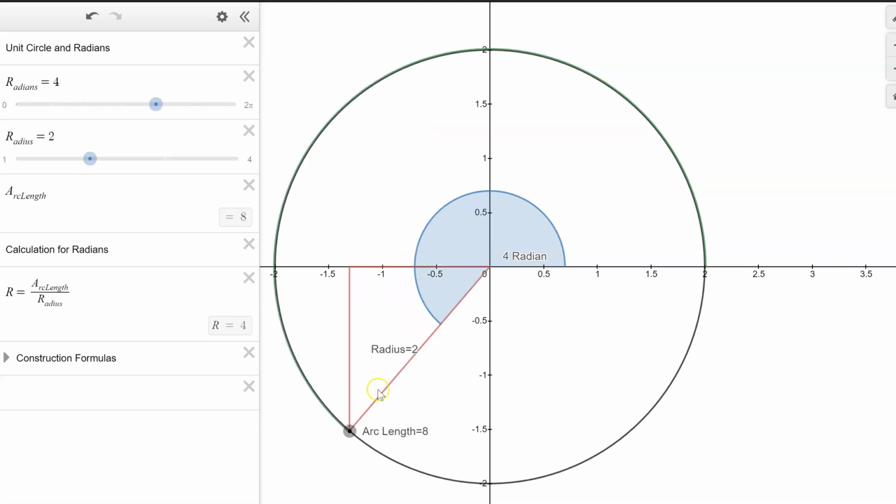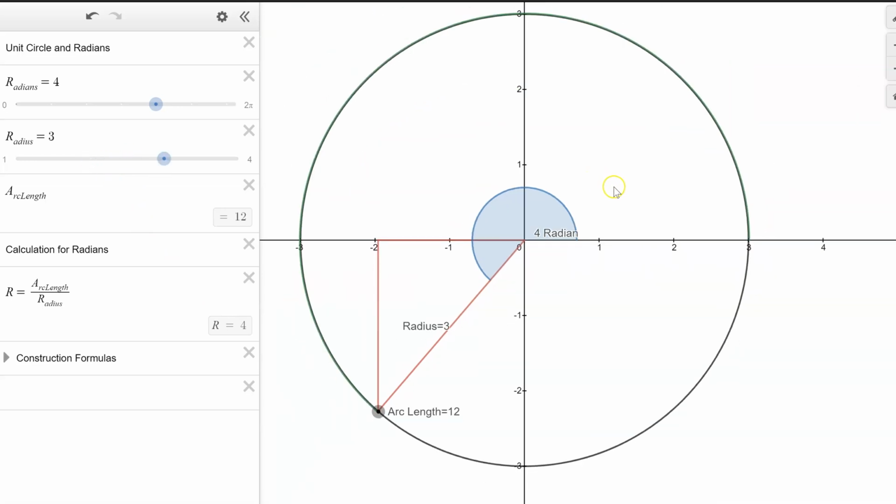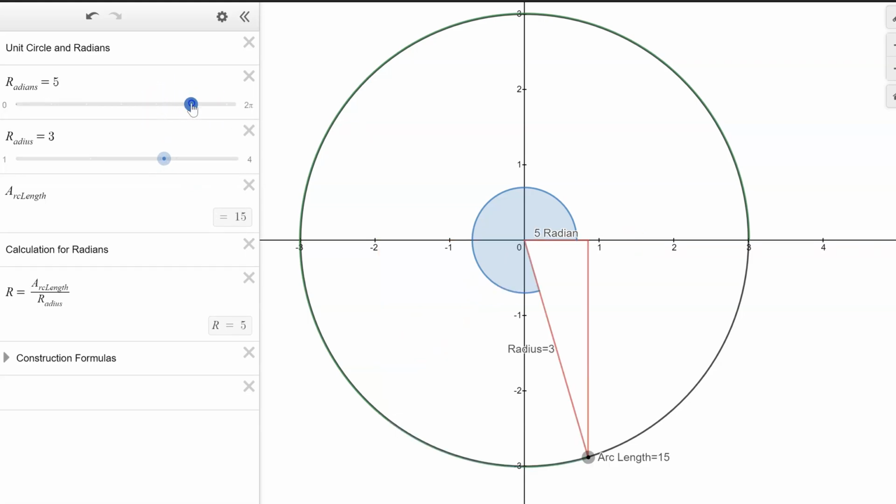That's 4 radians. So you can see it's a distance of 8 with a radius of 2. It's 4 times that. So all radians represent is just the relationship between these two. If you take your arc length, divide it by the radius, it tells you how many radians you have spanned. So see, if I make it 3, then now we have 12. So 4 radians with a radius of 3 would be an arc length of 12. It's because 12 divided by 3 is 4. And again, if I go to 5 radians, you can see now that that's 15 with a radius of 3. That would be 5. So hopefully you get the idea.